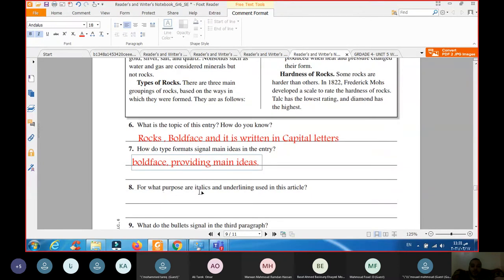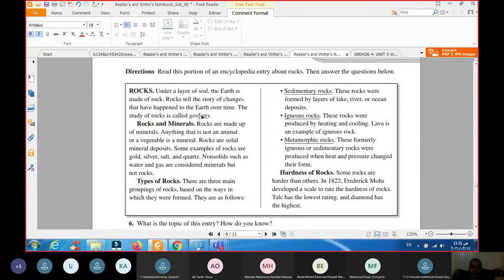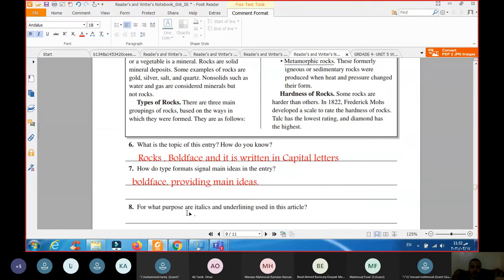What was the purpose of italic? Where is the italic here? Geology. And where else can we find italics? No, just only geology. It is just to give the most important terms.